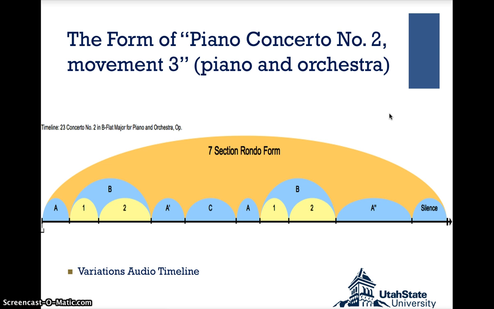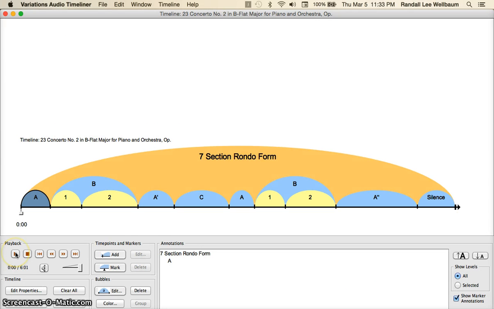We'll now go ahead and turn over to our variations audio timeline, and we'll have a listen at this piece. We will begin now by listening to the A section, our primary theme of the piece. It begins as a beautiful, articulate piano solo, then the orchestra tutti joins in.